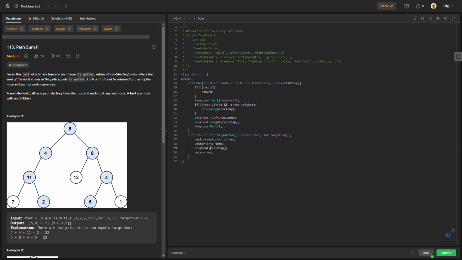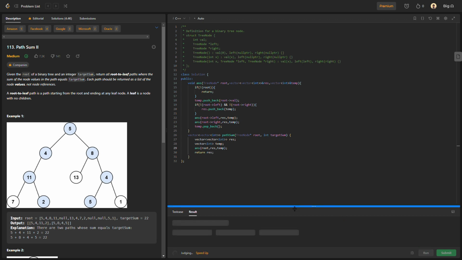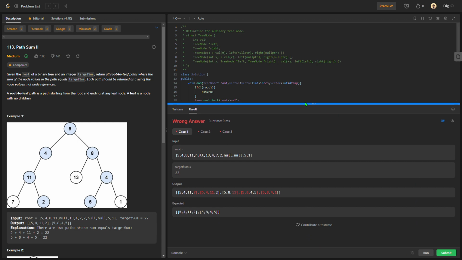As you can see, if I just run it, I'll be getting all the paths from root up till leaf. It will be a wrong answer, I know, but I have received all the paths from root up till leaf: 5 4 11, 5 4 11 7, 5 4 11 2, 5 8 13, 5 8 4 5, and 5 8 4 1.